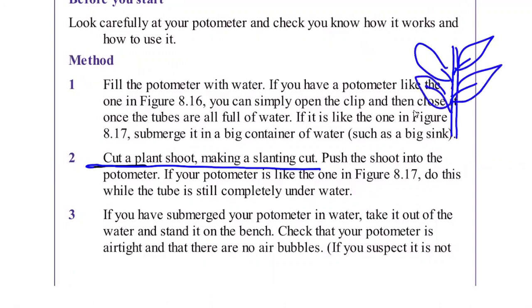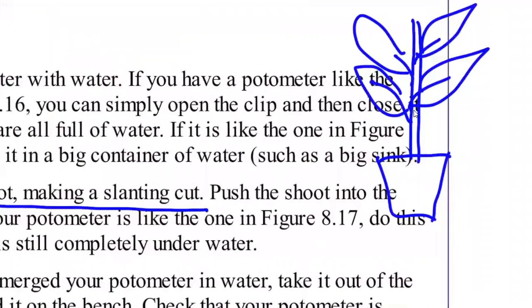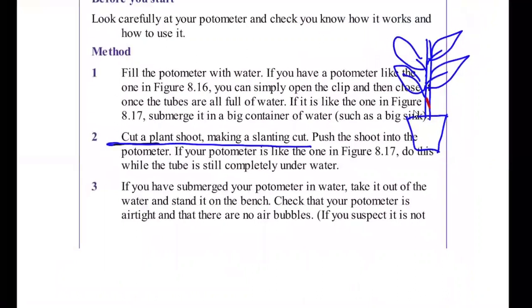If I have to, of course, I'm going to take it from a potted plant, okay, and I'll have to cut it. So what do I do? I make a slanted cut like this. By making a slanting cut and then pushing this shoot into the potometer apparatus, it will minimize the number of air bubbles entering, okay? And also that when I'm doing this cutting procedure, I have to do it underwater.